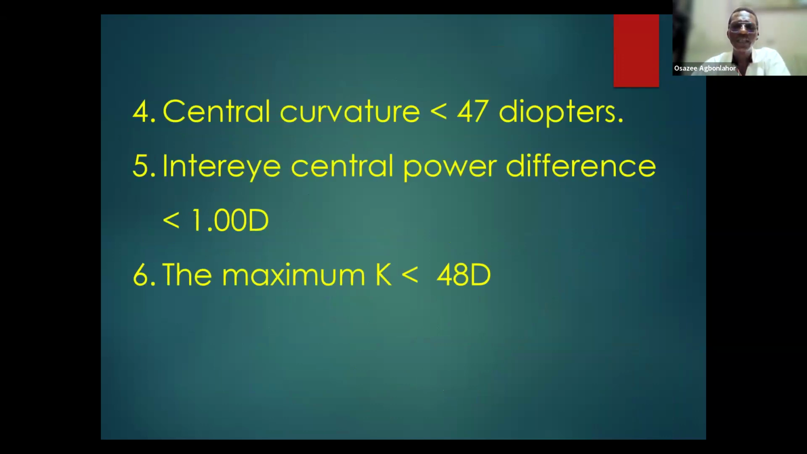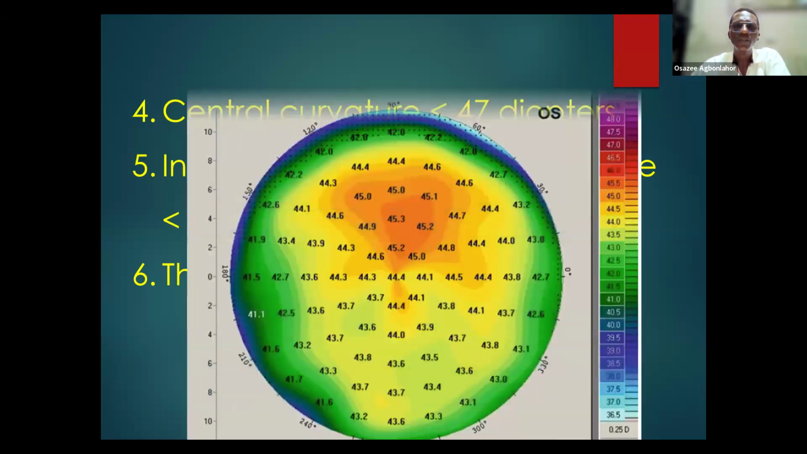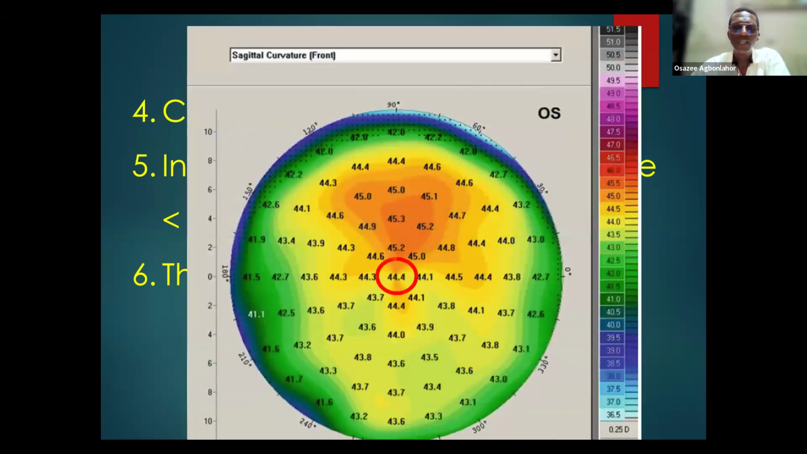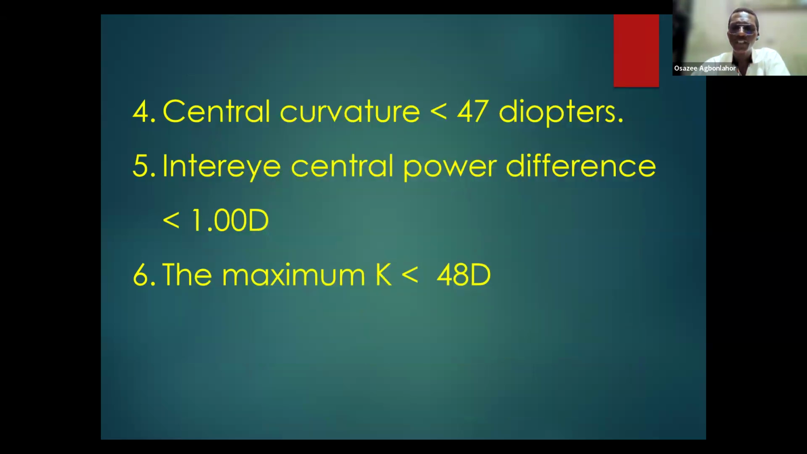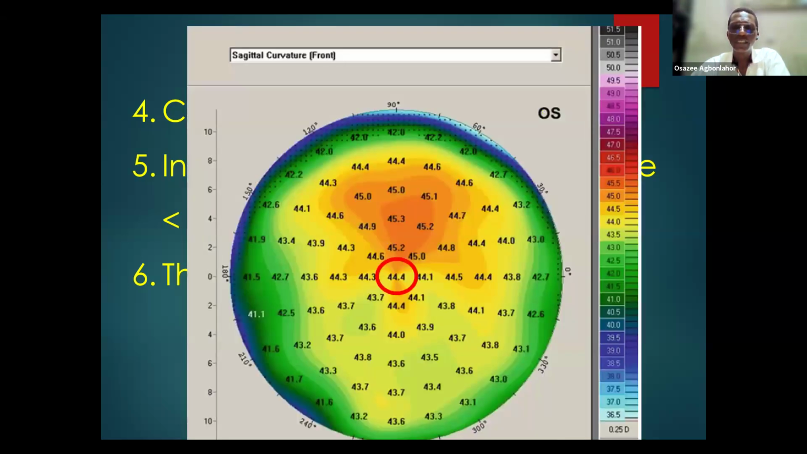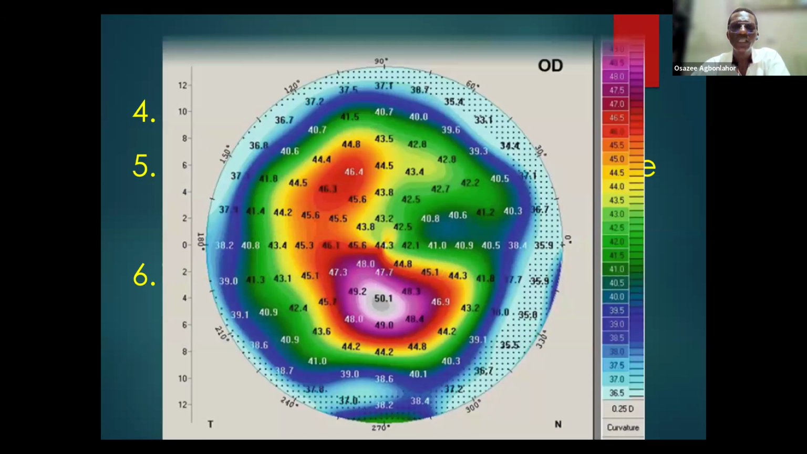Another thing you should also take note of is that the central curvature should be less than 47 diopters. If it's more than that, then that could be classified as an abnormal curvature. Inter-eye central power difference should also be less than 1 diopter, and of course, your maximum K should be less than 48 diopters. That's generally now, not just at the center of the entire cornea. So the central cornea should be less than 47. Using this, you can see that it is still within normal range as mentioned earlier.